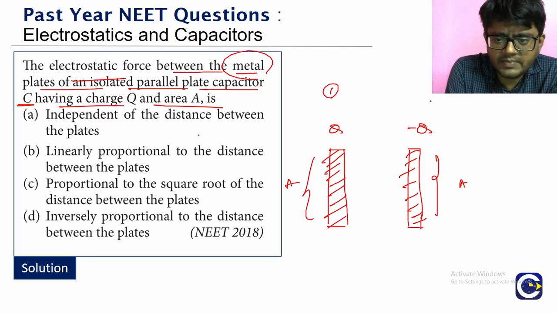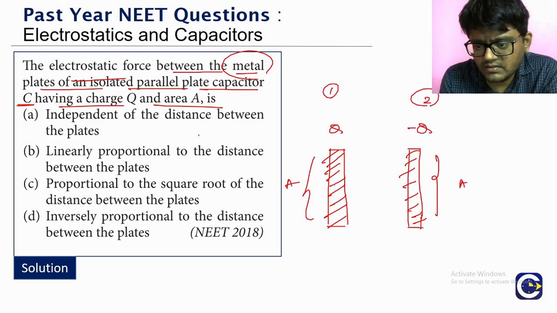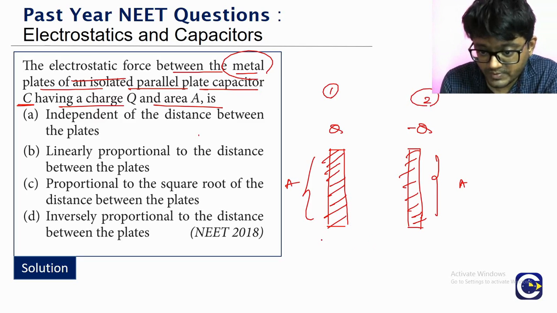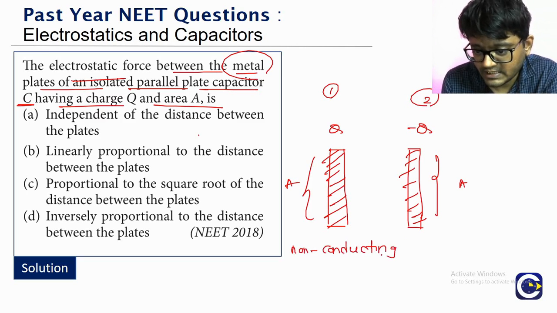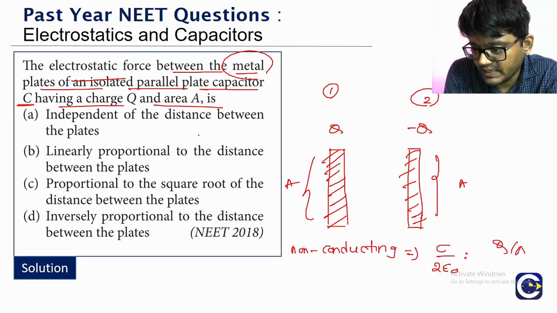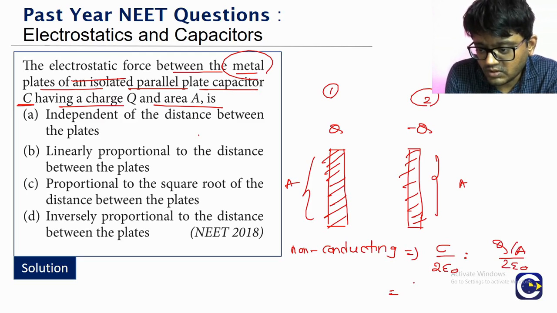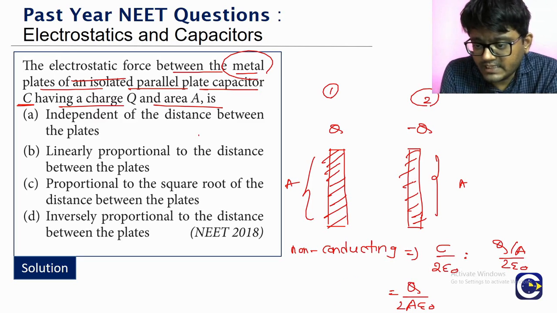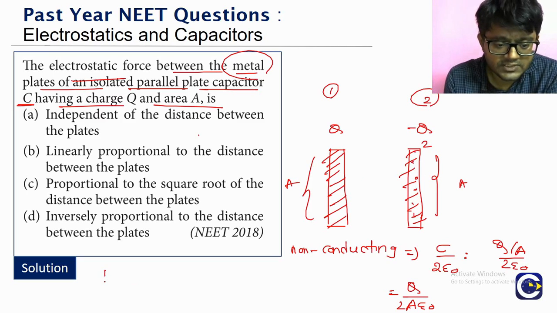So plate 1 and plate 2, let us say. Plate 1 will develop electric field everywhere. So the value of the electric field, if you assume it to be non-conducting, then the value of this electric field will be sigma by 2 epsilon naught. Sigma is surface charge density, which is Q by A. That will be equal to what? Q by 2A epsilon naught. That is the field developed. And this field will be acting on plate 2. So the force experienced by plate 2 will be what?